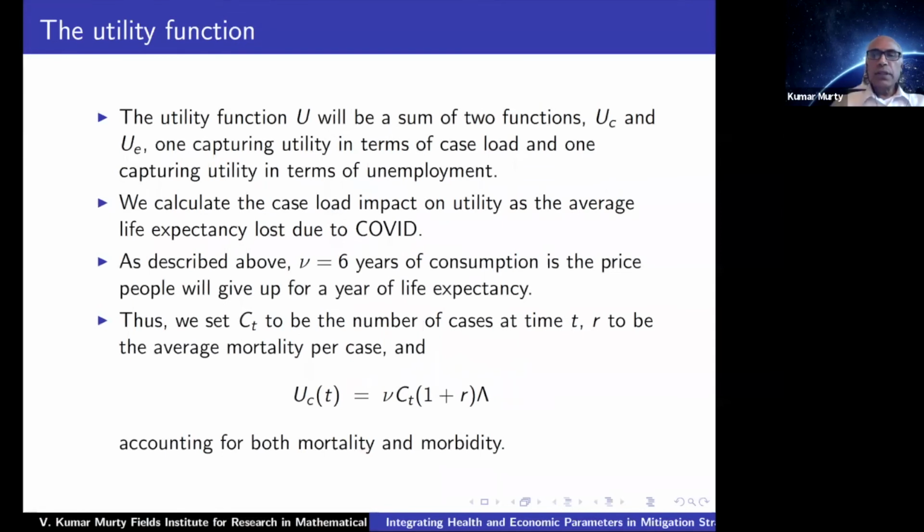So the caseload impact on utility is the average life expectancy lost due to COVID. As we told you above, we were using 6 years of consumption as the price people will give up for a year of life expectancy. So the utility function in terms of consumption is nu times the number of cases at time t times lambda, the number of years people would have survived if the pandemic weren't there. And there is an R, which is the mortality rate. And we've added in a 1 to take care of morbidity also. So the idea is to try to encompass both mortality and morbidity.